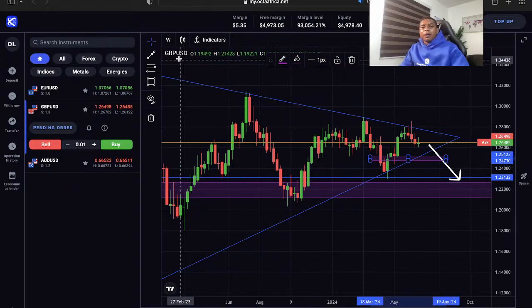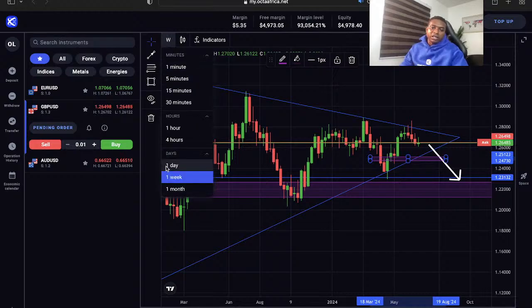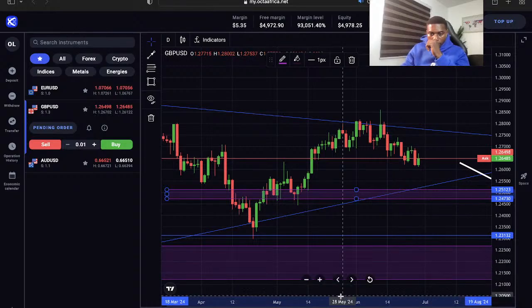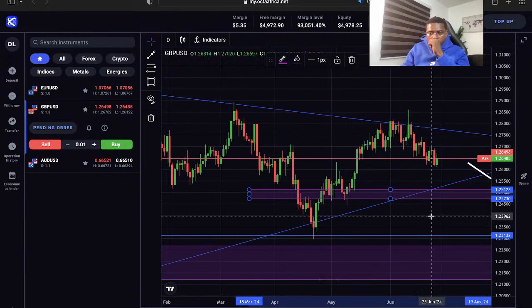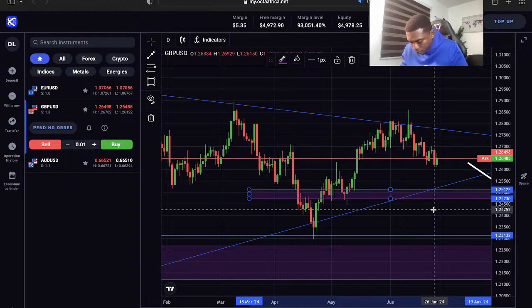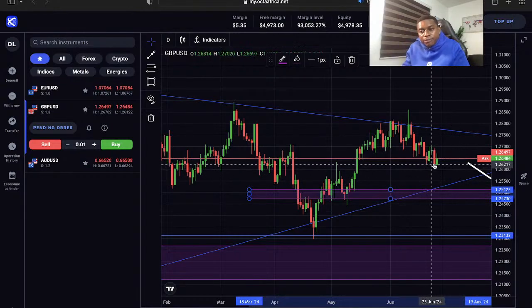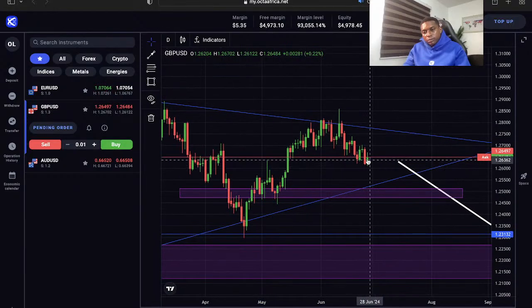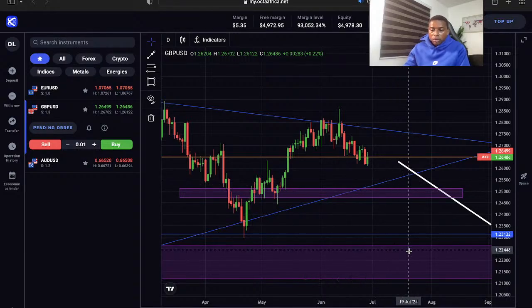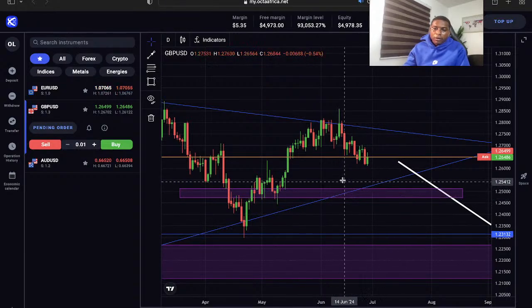All right, now let's go down to the daily time frame. So if price comes down, it might just rally at this next support zone before continuous fall.